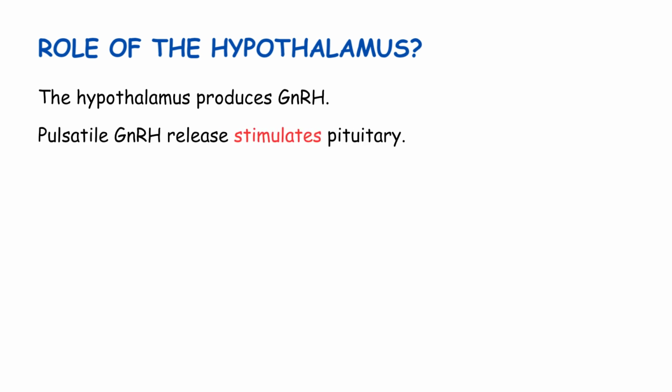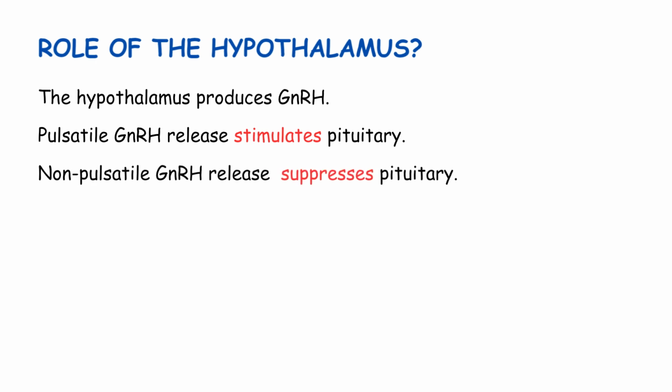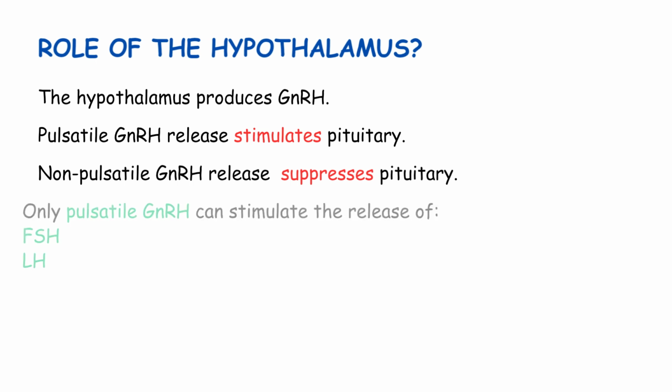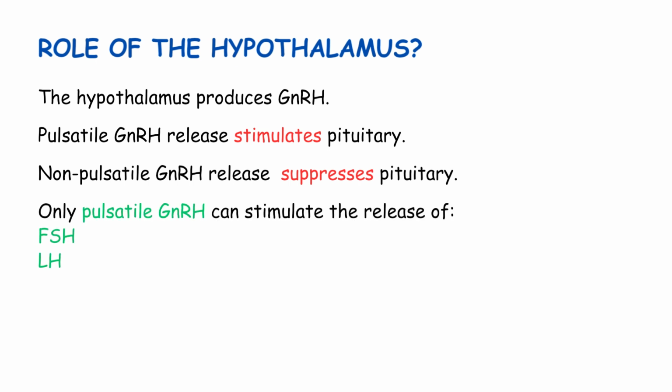Pulsatile GnRH release stimulates the pituitary. Non-pulsatile GnRH release suppresses the pituitary. A very important concept here is that only pulsatile GnRH can stimulate the release of FSH and LH. This is why continuous GnRH analogs are used to suppress hormones in conditions like endometriosis. Think of it like this: the pituitary listens only to rhythmic knocking, not continuous noise.